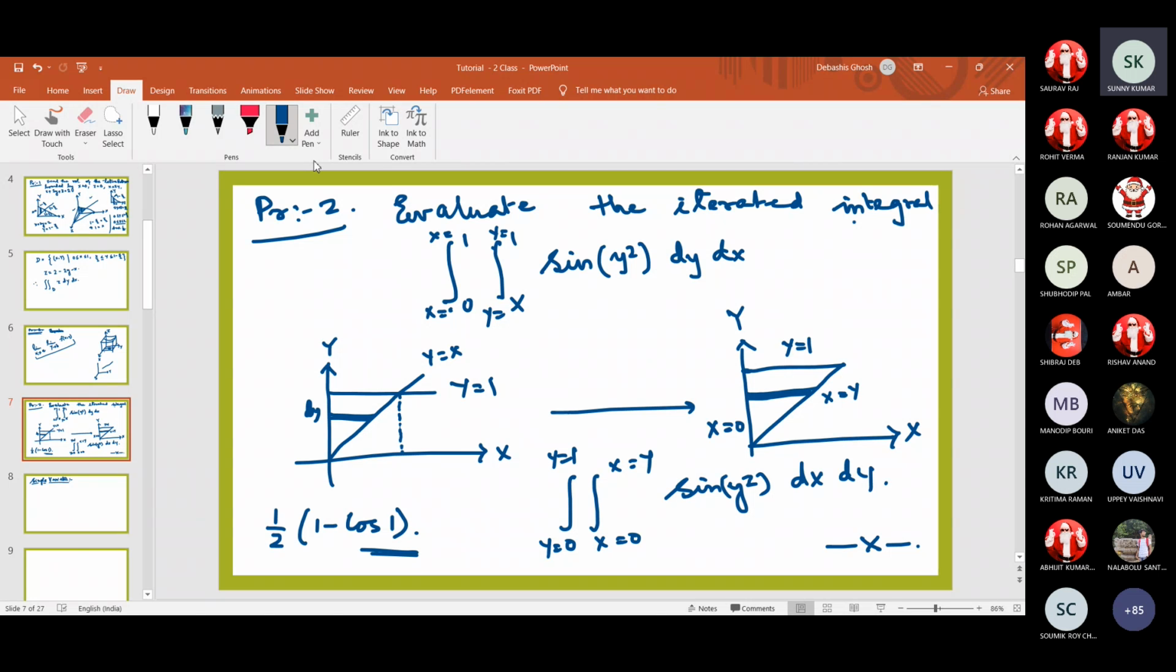Sir, the dy strip should be taken parallel to the y-axis, na? It is parallel to the y-axis. The previous one is right, sir. And the dy dx is not needed. The order is not needed, as the limit is termed as y equal to x. So the inner integration should be with respect to y.